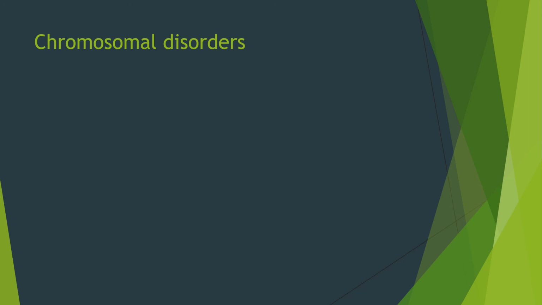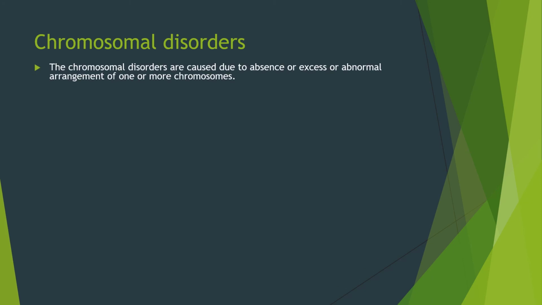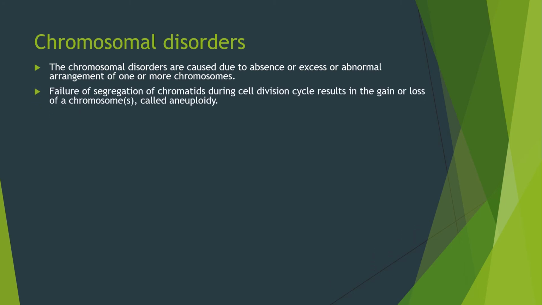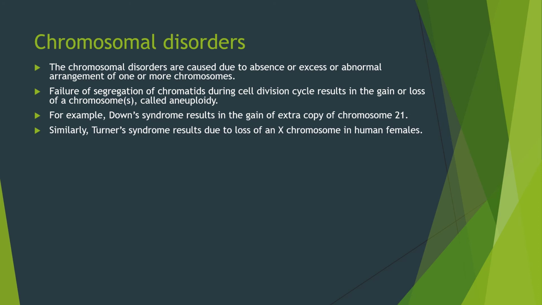Let's have a look into chromosomal disorders. The chromosomal disorders are caused due to absence or excess or abnormal arrangement of one or more chromosomes. Failure of segregation of chromatids during the cell division cycle results in the gain or loss of a chromosome, called aneuploidy. For example, Down syndrome results in the gain of an extra copy of chromosome 21. Similarly, Turner syndrome results due to loss of an X chromosome in human females.